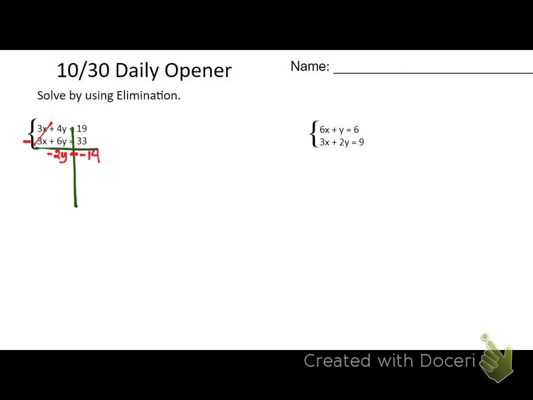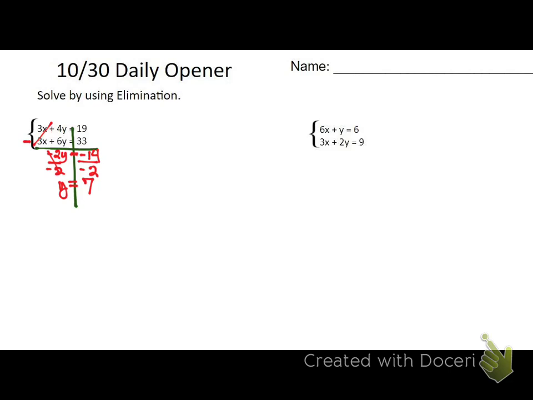Okay, to get the y by itself, what do I do? Divide by negative 2. Negative 14 divided by negative 2 is going to get me positive 7. Okay, so we figured out what y equals. Now we have to figure out what x equals. We do that by picking either one of our equations. It does not matter which one. And we substitute, okay? We're going to do the top one.